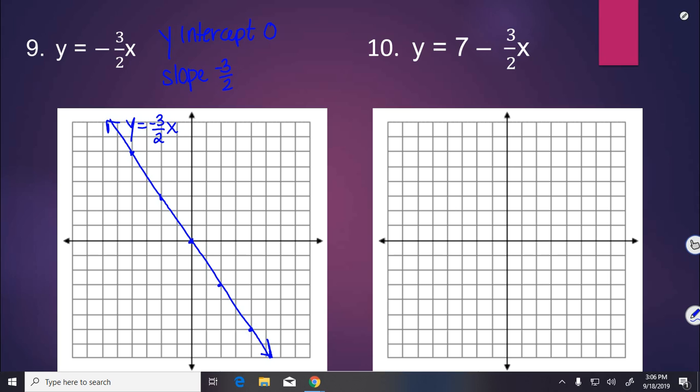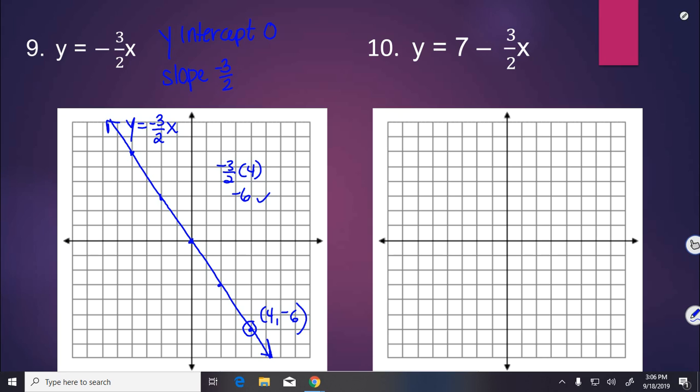So again, if I pick any point on that line, it will satisfy my equation. For example, this point right here is 4, -6. If I plug that in, I would do -3/2 of 4. 4 divided by 2 is 2. 2 times -3 is -6, so it checks out.